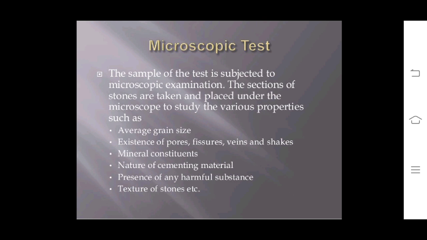Next is microscopic test. The sample of test is subjected to microscopic examination. The sections of stones are taken and placed under microscope to study various properties such as average grain size, existence of pores, fissures, veins and shakes, mineral constituents, nature of cementing material, presence of any harmful substances and texture of stones, etc.